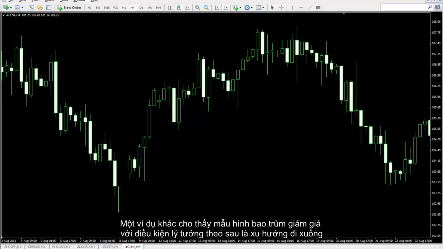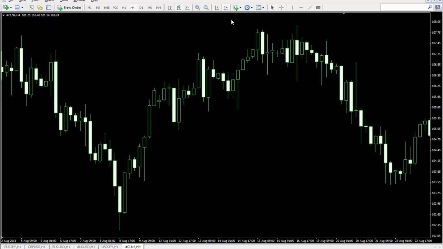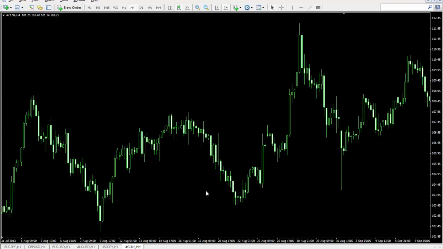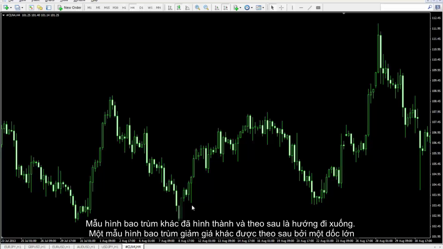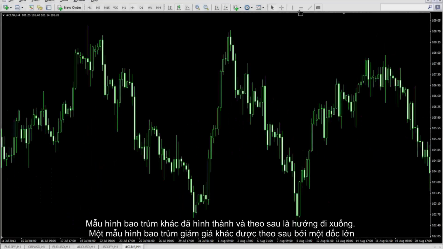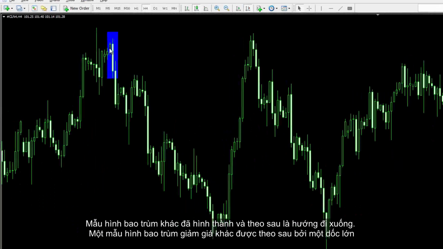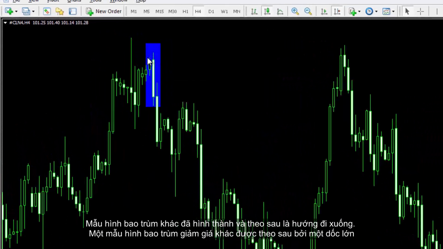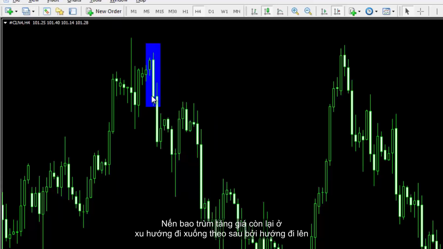Another example shows a bearish engulfing candle with ideal conditions that is followed by a downtrend. Another engulfing pattern has formed that was followed by a downward direction. Another bearish engulfing candle was followed by a sharp decline. The other bullish engulfing candle in a downtrend was followed by an uptrend direction.